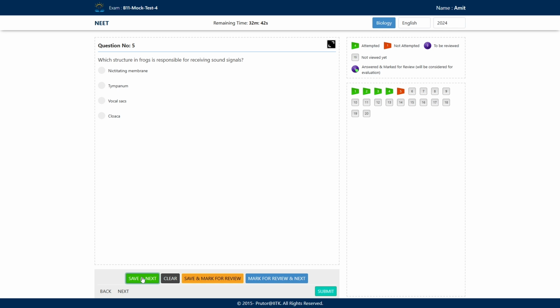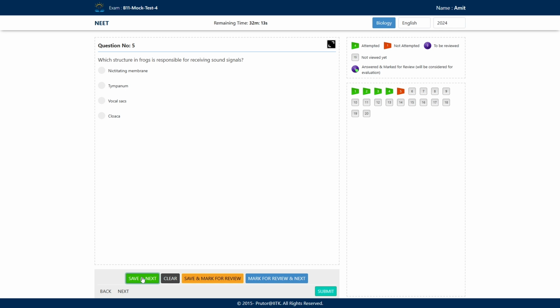Which structure in frog is responsible for receiving sound signals? Sound signals they receive with what? A. Nictitating membrane. B. Tympanum. C. Vocal sacs. And D. Cloaca. Sound signal is received by the ear, and in the case of frog, the ear is represented by the tympanum. So B is the correct answer.